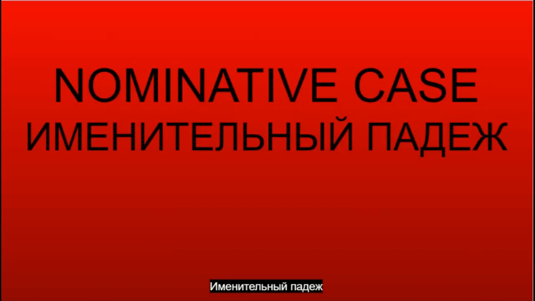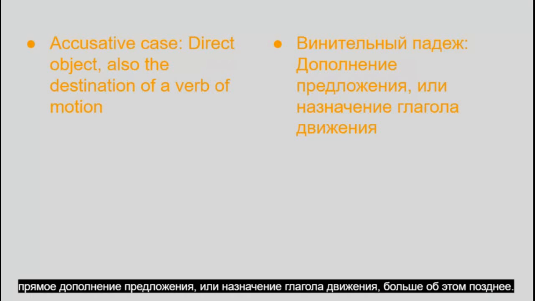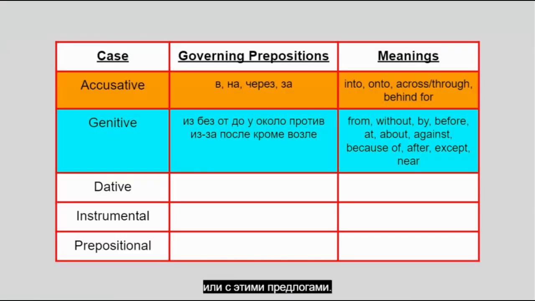The nominative case is pretty easy to understand. It's the subject of the sentence, and this is the form that dictionaries will show. The accusative case is the direct object of the sentence or the destination of a verb of motion, more on that later. The genitive case is used for the possessor of another noun, or with these prepositions.